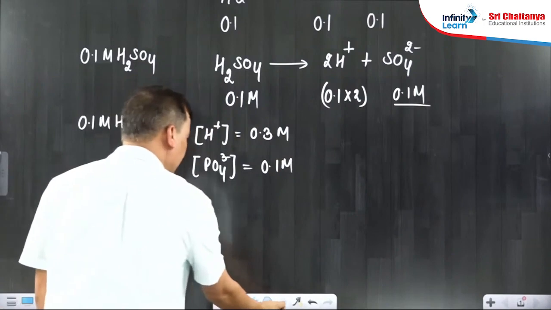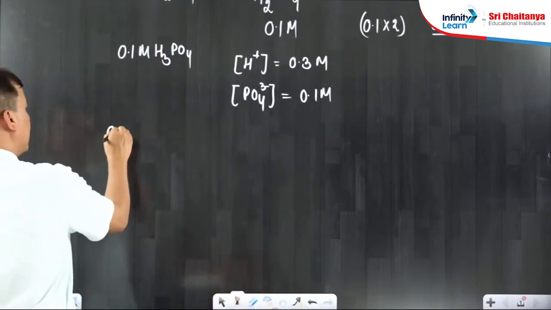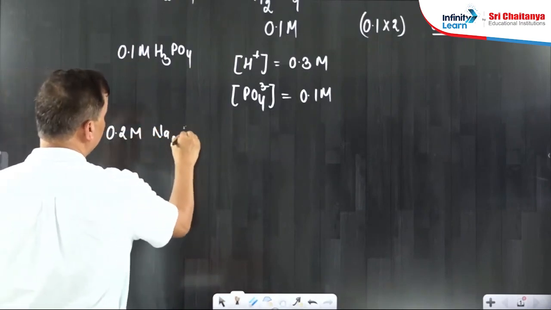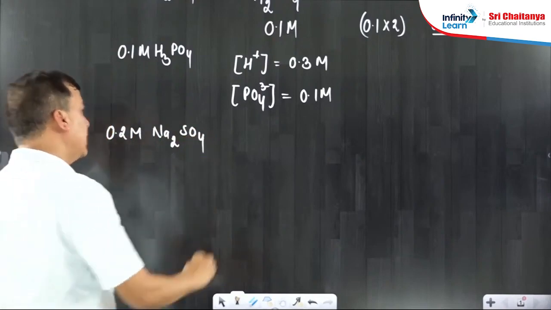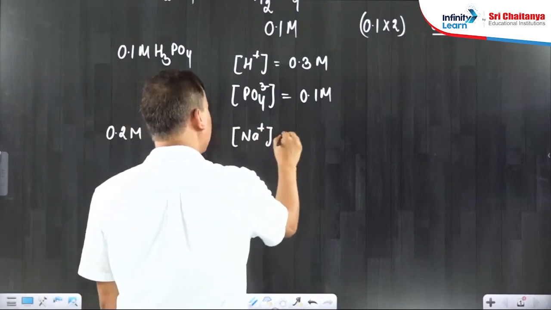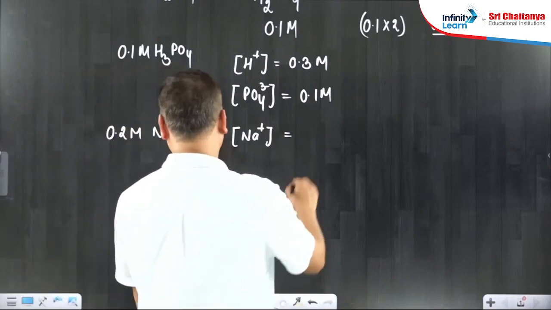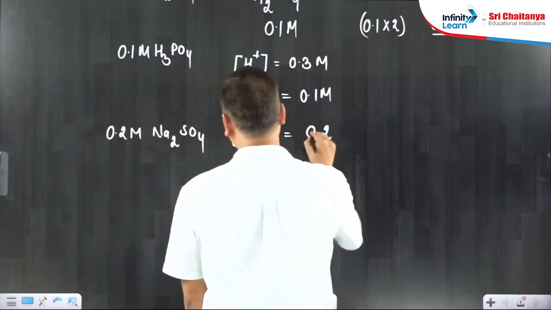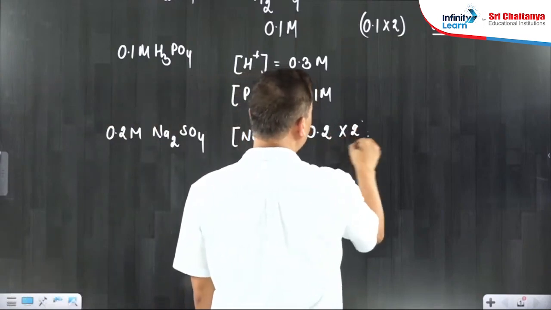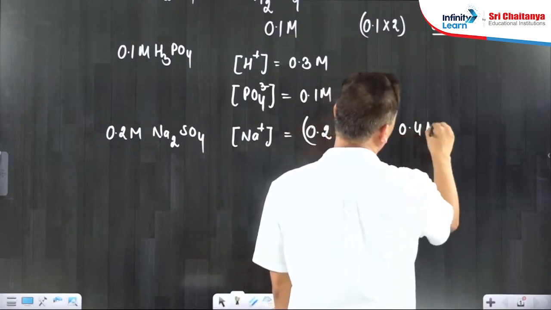So let me take one more example. If I am taking 0.2 molar sodium sulfate, please tell me what will be the molar concentration of Na positive in this solution. Please tell me, dear student. 0.2 molar is the concentration of sodium sulfate. How many sodium ions? 2. So it is 0.4 molar.